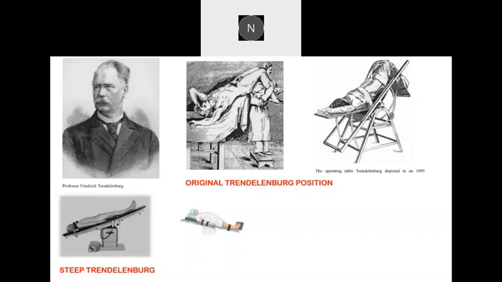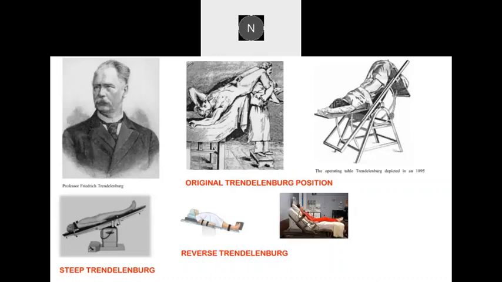This is the reverse Trendelenburg position. This is what you do for patients who are obese, especially if you are anticipating difficult airway. This is the position that you should adopt. This position, is it a surgery position? Yes, a sitting position. It's a beach chair position.